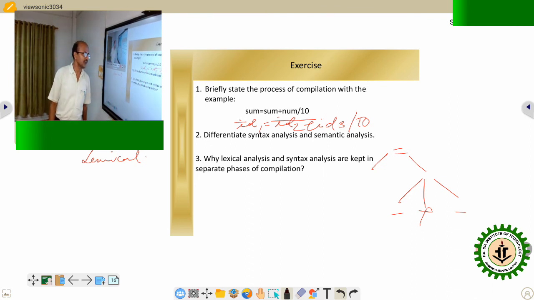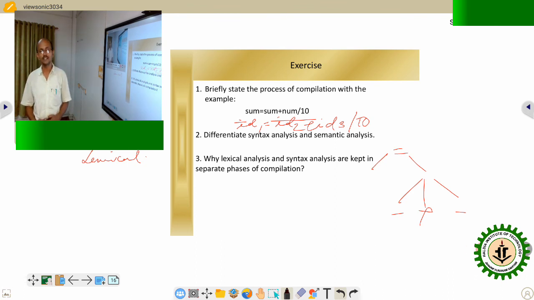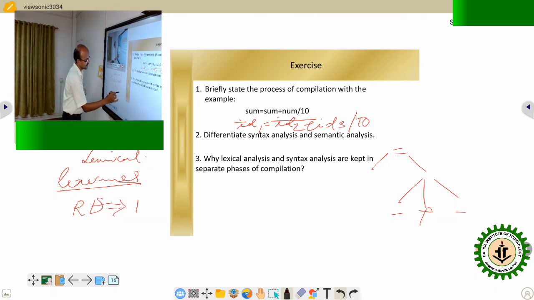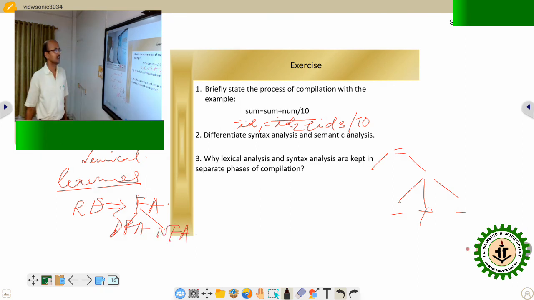You know that the lexical analysis performs the identification of the lexemes, and in order to identify the different types of lexemes, we need to know the regular expressions. We know that the machine format for the regular expression is the finite automata. It may be deterministic or non-deterministic, the DFA or the NFA. So underlying the lexical analysis there will be one regular expression, and the regular expression will be executed by the finite automata.